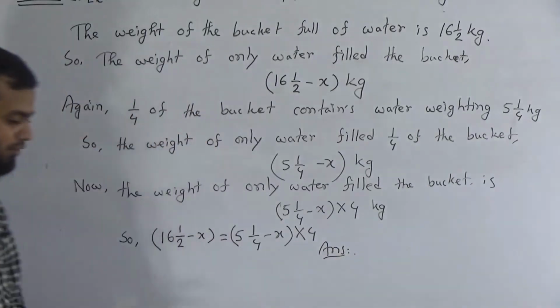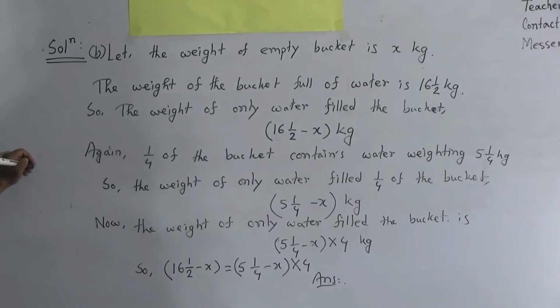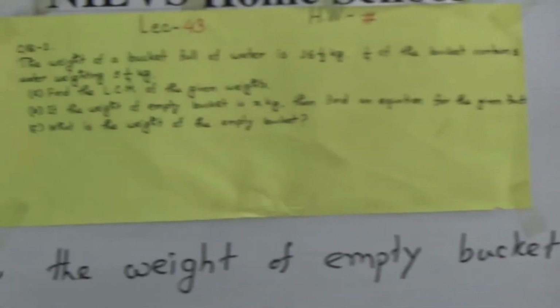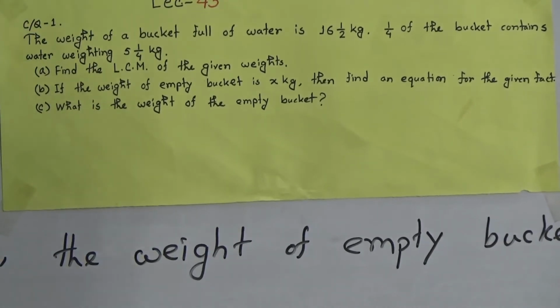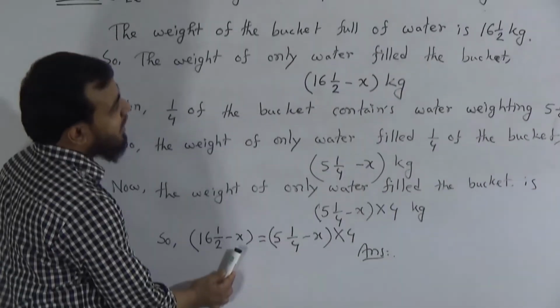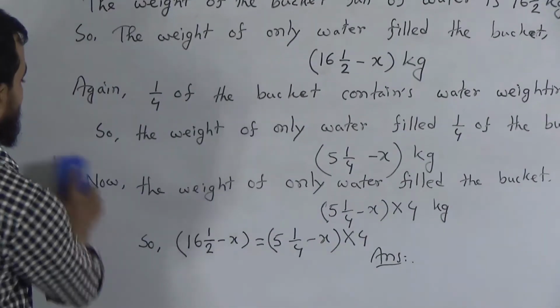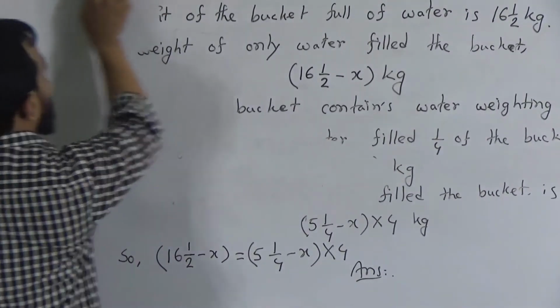I think you have understood. Now activity C. What is the weight of the empty bucket? We have to calculate it. That means we have to find out the value of x from this equation, because x is the weight of the empty bucket. So from B, now we can write down.